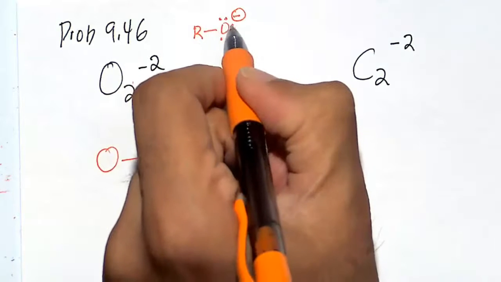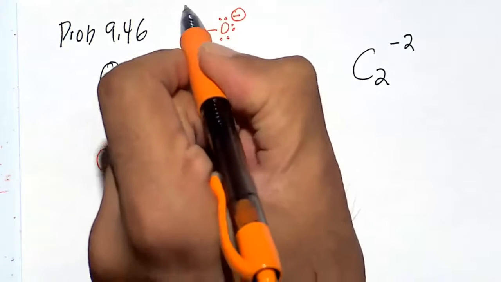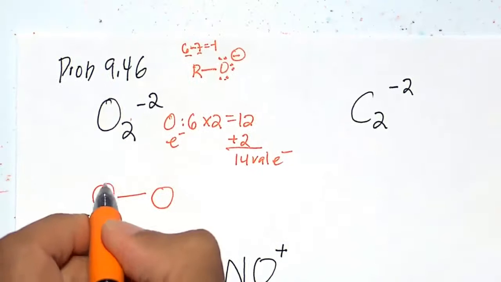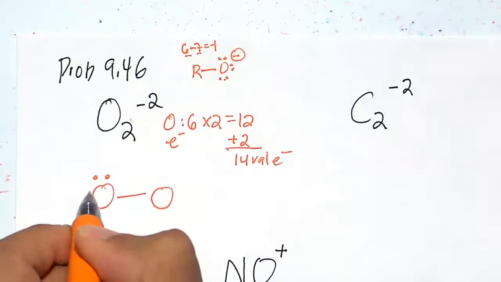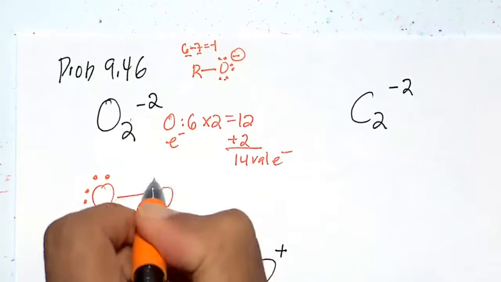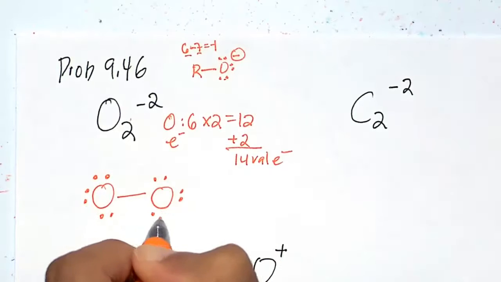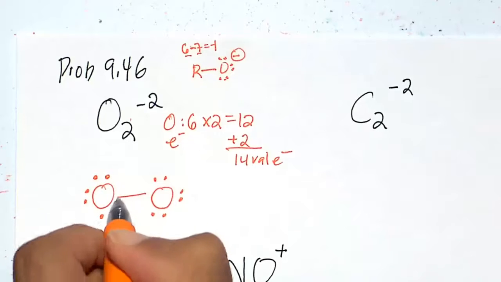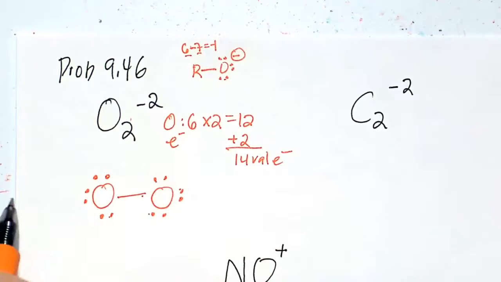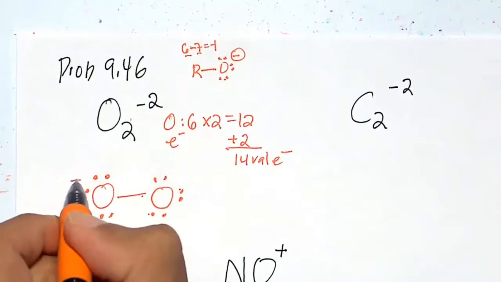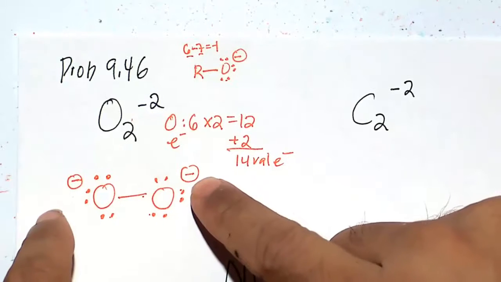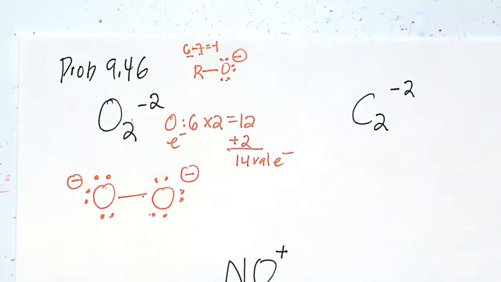So 1, 2, 3, 4, 5, 6, 7, oxygen happy at 6, 6 minus 7 is -1. So if I do the single bond to the oxygen, and then a single bond to the oxygen, let's see if I get 14 valence electrons. 1, 2, 3, 4, 5, 6, 7, 8, 9, 10, 11, 12, 13, 14. And this will have a minus formal charge here, and then this will have a minus formal charge there. -1 and -1 is -2, and that's my -2 in the O2 2- molecule.